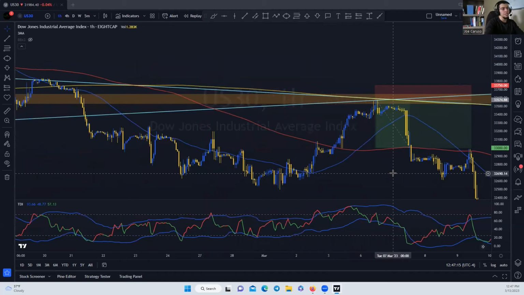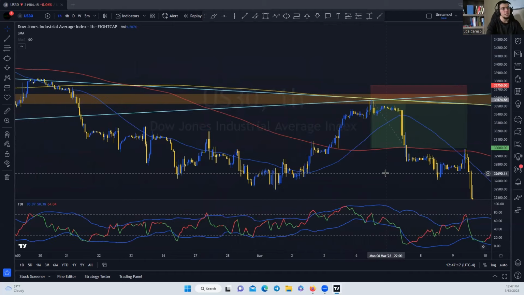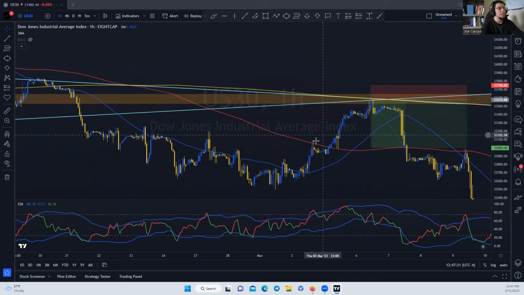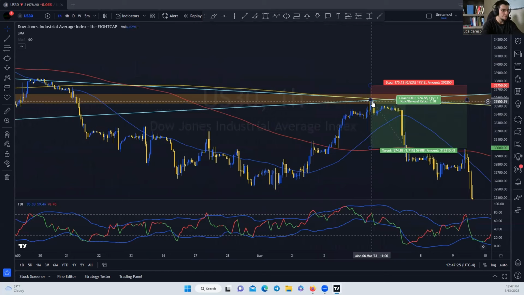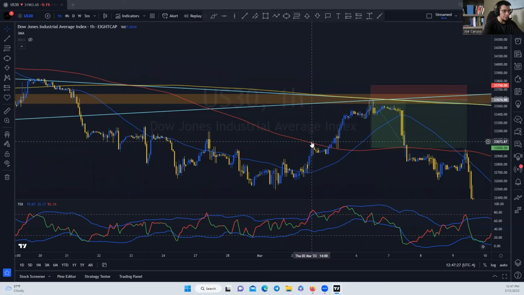Daily was a break and retest of the 50. 4-hour was a sharkfin at the 200. Our 1-hour was sharkfin divergence at the 800 moving average. We had our sharkfin over here that happened at the 200 moving average. That move failed. Price came up.